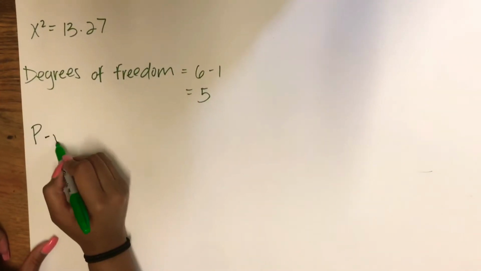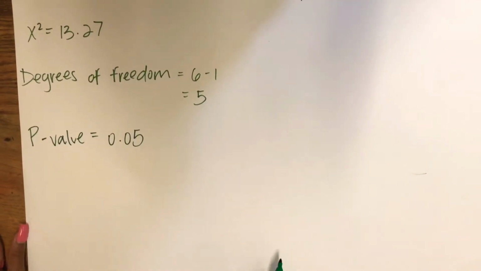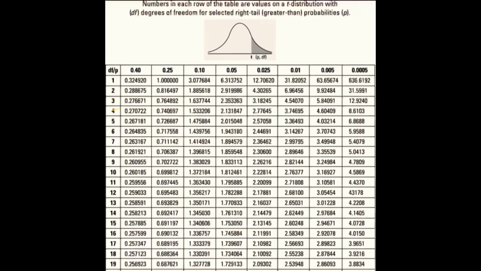The p-value that we'd be using is 0.05. There's a table that you'll have for your degrees of freedom and your critical values. Since we have 5, we go down to the degrees of freedom of 5, and then the probability of 0.05. And where those two meet is our critical value, which is 2.015.